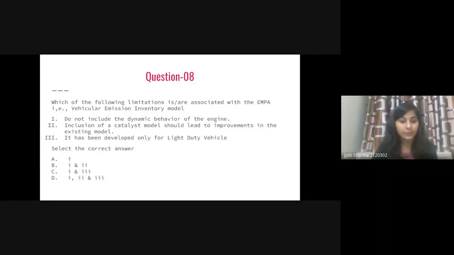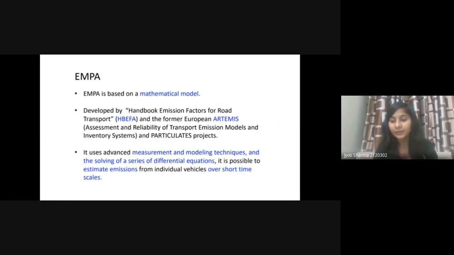Okay, Pinnock gave me answer D. Exactly, the answer should be D. And as I told you, different models have different limitations and advantages.